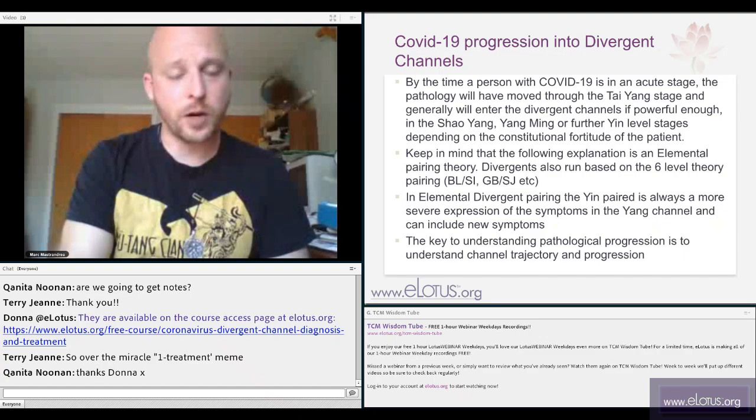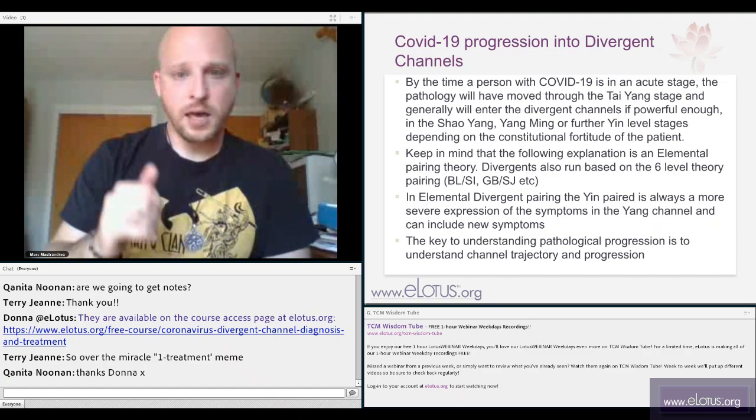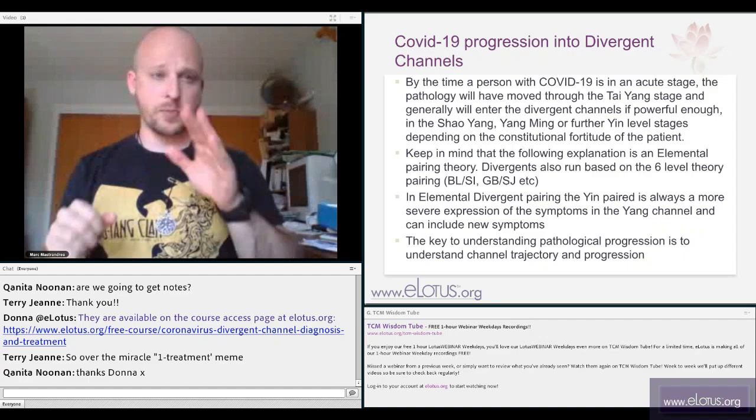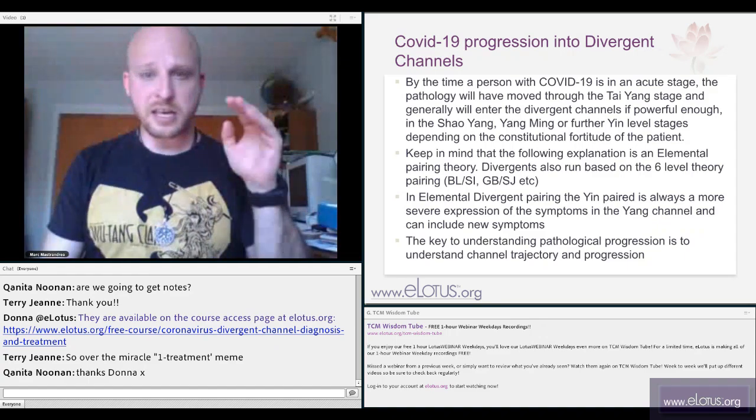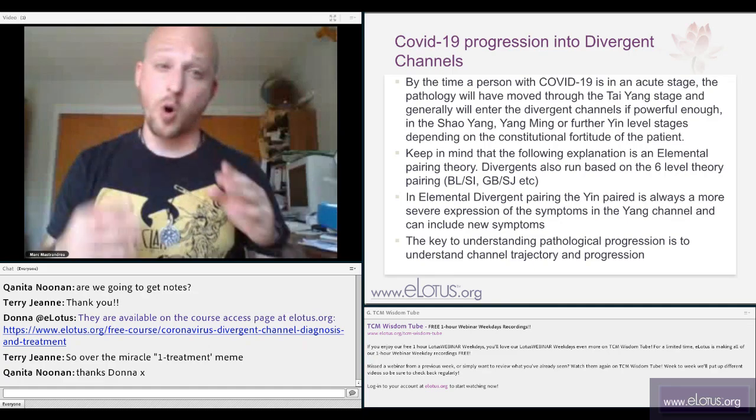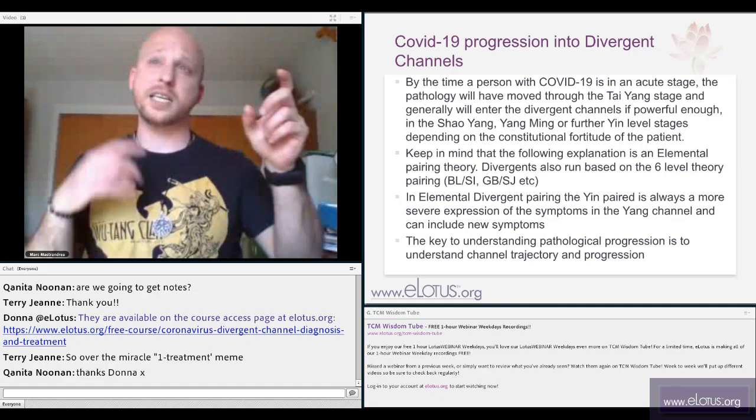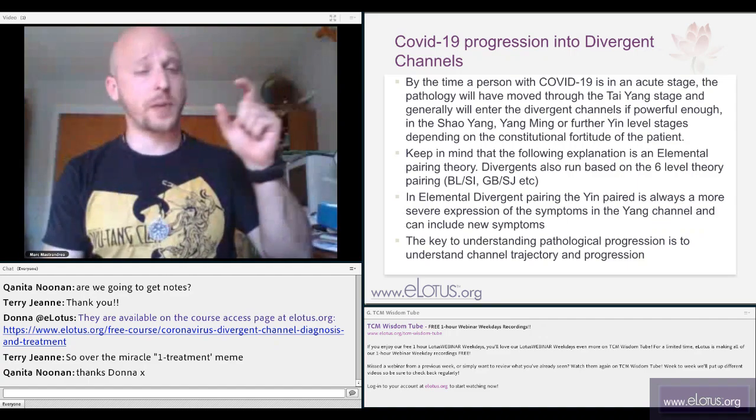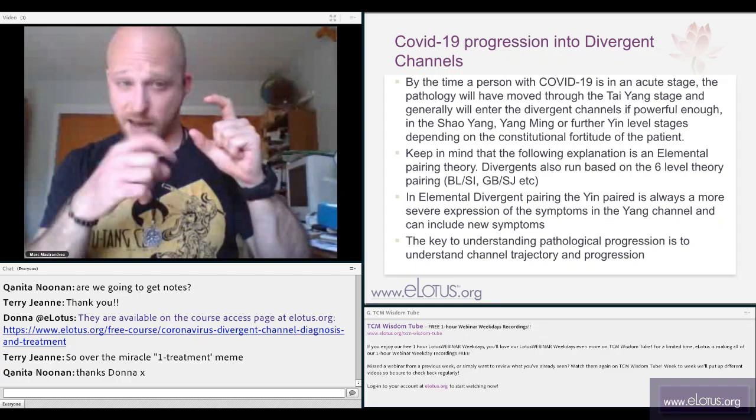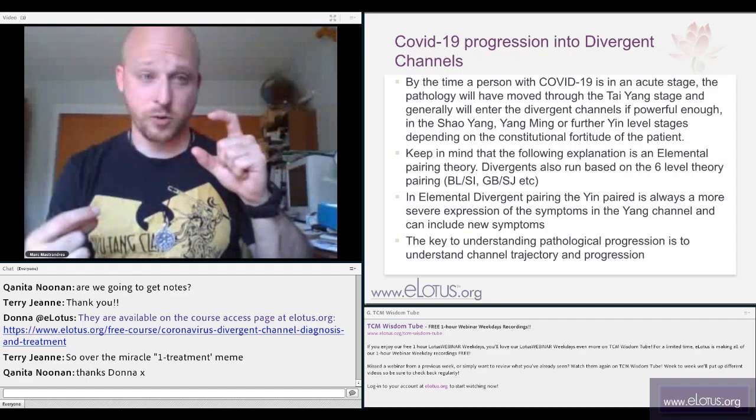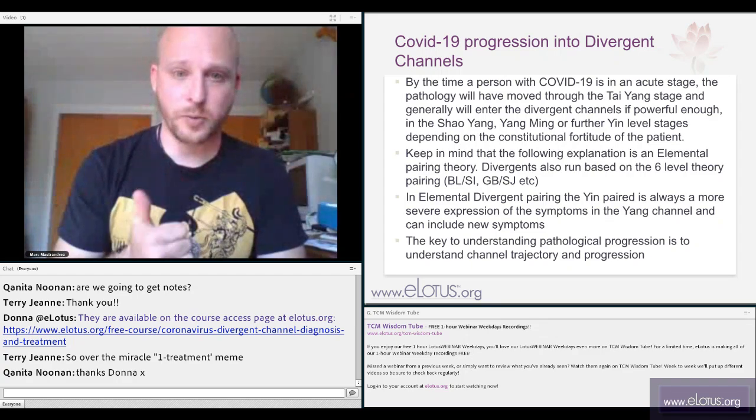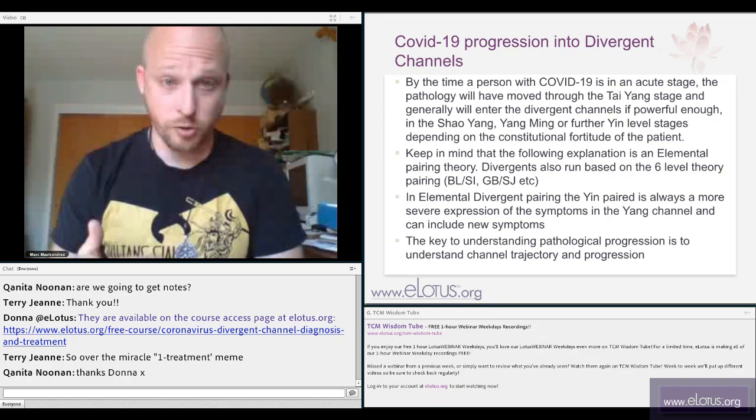Another thing to keep in mind in elemental pairing, divergent pairing, as you'll see as we go through this: the yin paired channel, so bladder, kidney, the kidney's yin, liver's yin, spleen is yin, shows symptoms that are a more severe expression of the yang channel, and they can also include new symptoms. If you're wondering how to know if it's moving from yang to yin in this pair, and which channel to use, bladder divergent or bladder kidney: if the symptoms are extremely severe for that level and more symptoms are involved, then you're probably looking at a yin divergent channel, and you would use yin and yang together. That's the idea. The key to understanding pathological progression is to understand this channel trajectory, the progression we're about to go over.